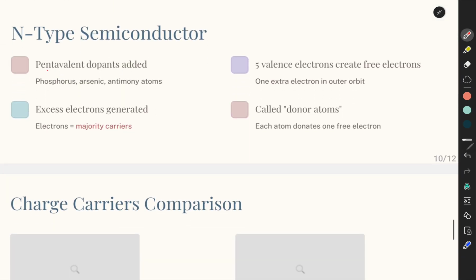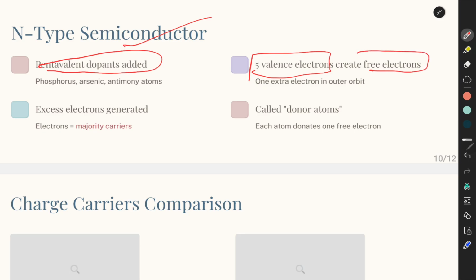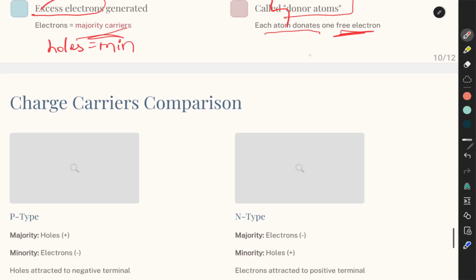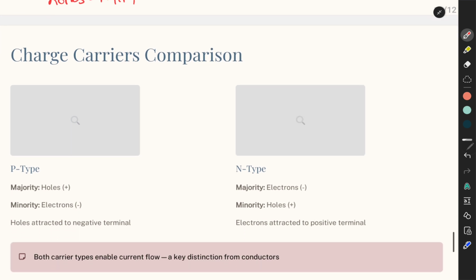Coming to N type, when pentavalent dopant is added, that type of semiconductor is called N type semiconductor. Here 5 valence electrons are there in the pentavalent atom. So what is created? Free electrons are created. Okay, excess electrons are there. Majority are electrons, minority are holes. They are called donor atoms. Each atom will donate one free electron, because one free electron is left out now, so they will donate. That is why it is called donor atom.